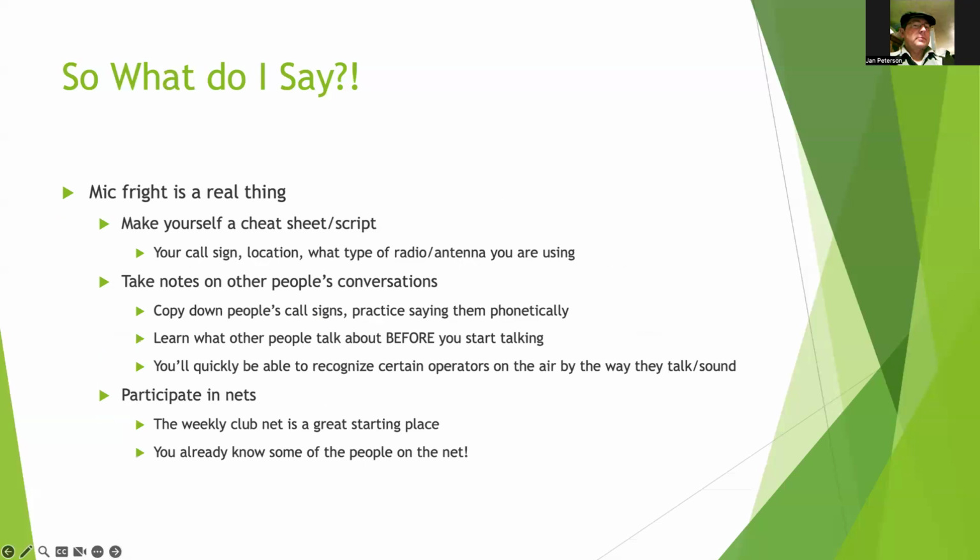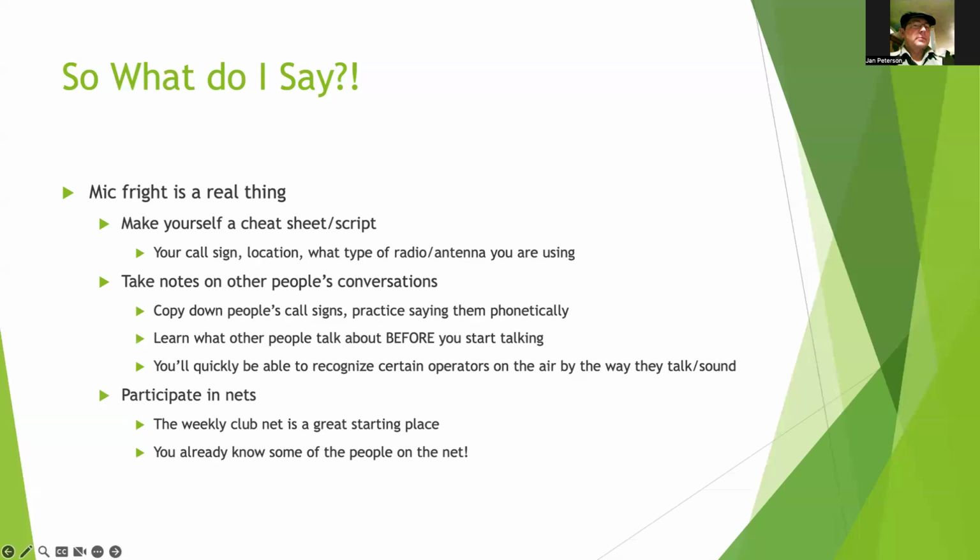And so when somebody says, oh, what kind of radio are you using? I'm using a Kenwood THD 72. Yeah, that's what I'm using. I don't have to look at my radio and wonder where the heck it says the model number on here. Have it written down so you're ready to respond to that question. And take notes on what other people are saying.